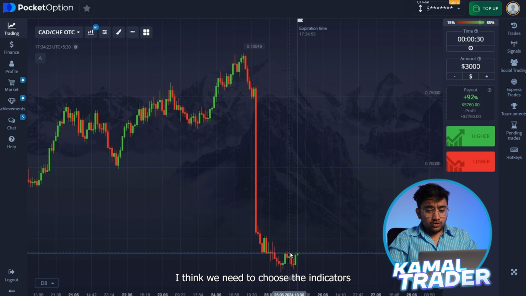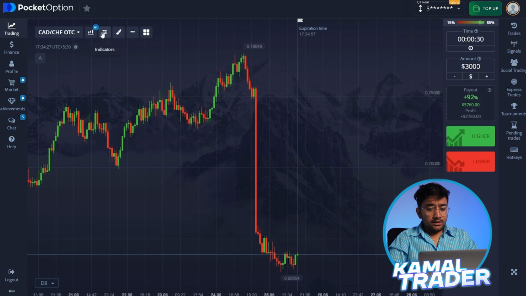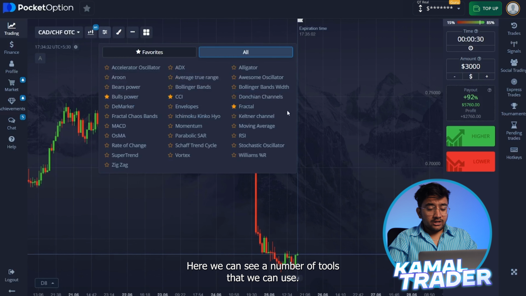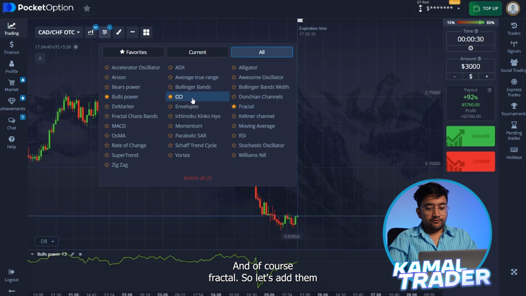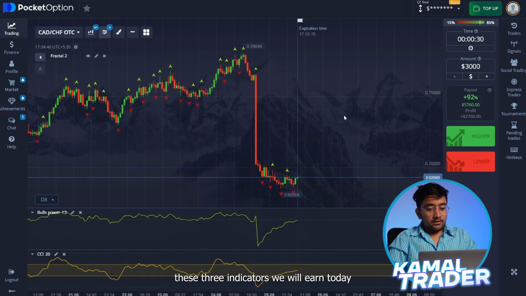I think we need to choose the indicators now, and to understand the movement of the asset more accurately, let's go to the list of the indicators. Here we can see a number of tools that we can use, but today I have highlighted the main indicators, which are Bulls Power, CCI, and of course Fractal. So let's add them, and thanks to these three indicators we'll earn today.